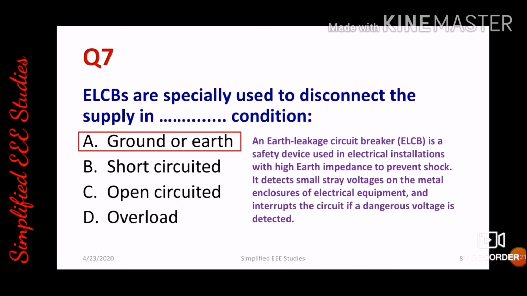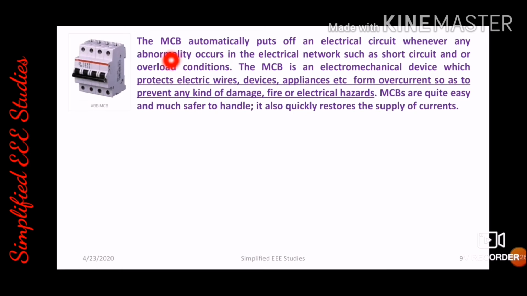So let's have a brief discussion on the miniature circuit breaker. You can call it MCB. The main purpose of MCB is to protect electrical wires, devices, appliances, etc. from overcurrent so as to prevent any kind of damage, fire hazard or electrical hazard. MCBs are quite easy and much safer to handle. They also quickly restore the supply of current. It makes and breaks the circuit. It is basically an electromechanical device. So that's a specialty of MCB. For household applications, this MCB is most appropriate.